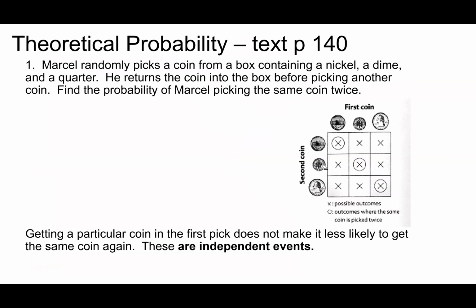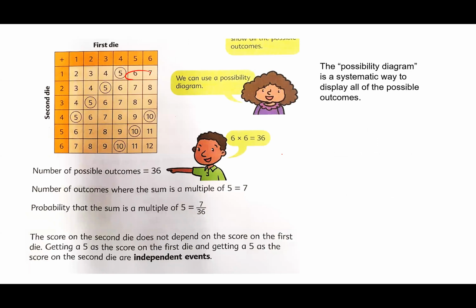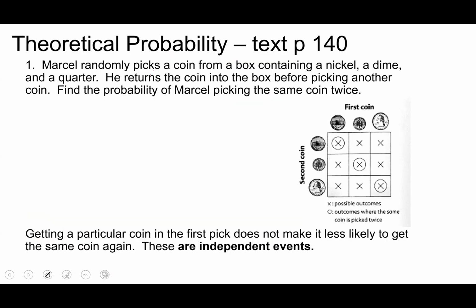Okay, so let's do another one. Marcel randomly picks a coin from a box containing a nickel, a dime, and a quarter. He returns, this is a key, whoopsies, go back. He returns the coin into the box before picking another coin. Find the probability of Marcel picking the same coin twice. Nora, is it 1/3? It is.